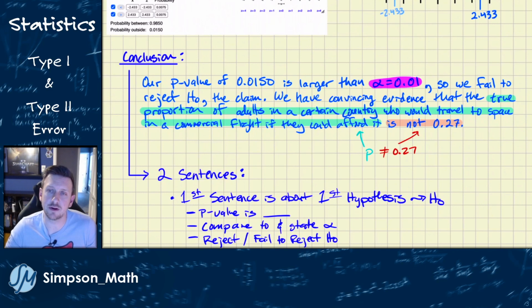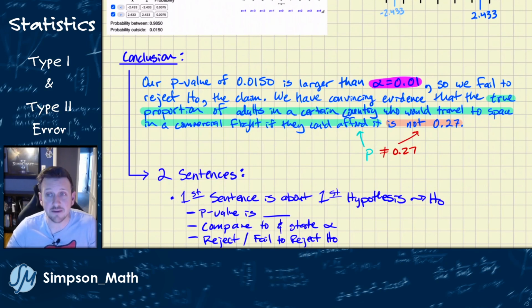So since our alpha is a pretty small alpha, 0.01, this is not enough evidence for me to reject the null. This number would have to have been less than 1%, and it's 1.5%. So it's just a little bit bigger than our alpha. So I'm going to fail to reject the null. I'm going to fail to reject the claim.